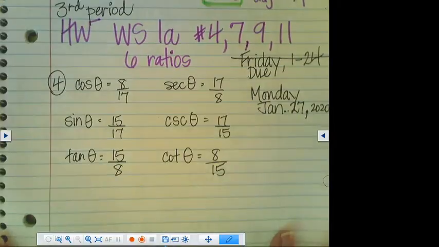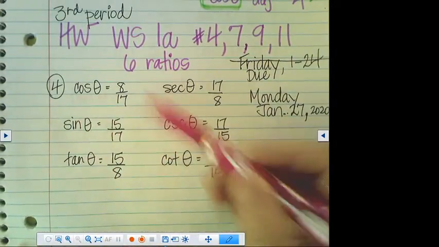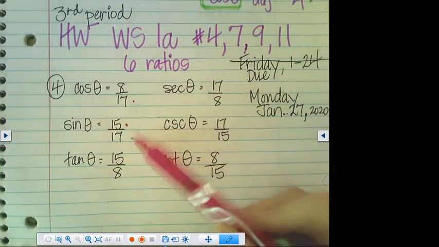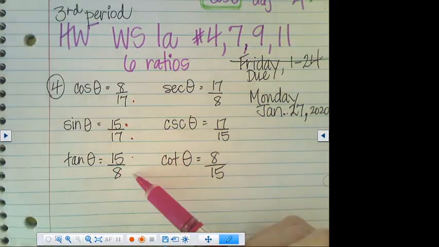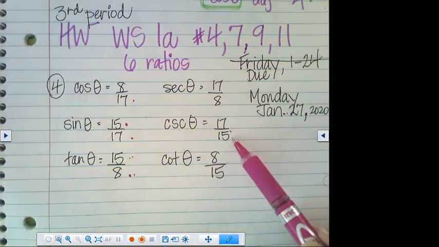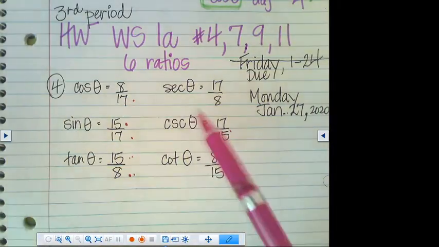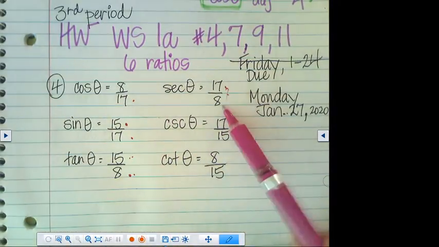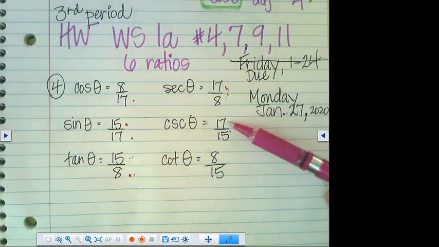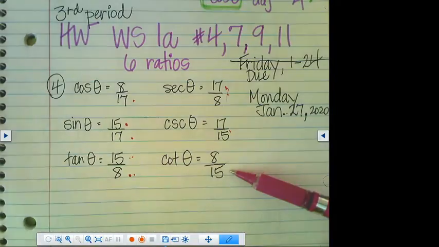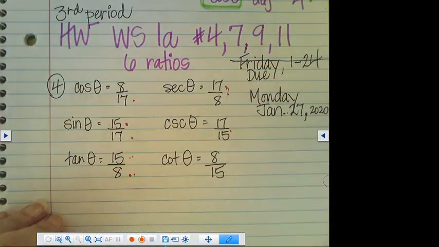So on number 4, hopefully you said that the cosine of theta was 8/17. The sine of theta was 15/17. The tangent, which is sine over cosine, was 15/8. Huh? Y'all are looking at me like I'm crazy. Is this not right? Oh, okay. Now the reciprocals are, for secant, the reciprocal is 17/8. The cosecant is 17/15. And the cotangent is 8/15. Okay. Are you kiddos okay?